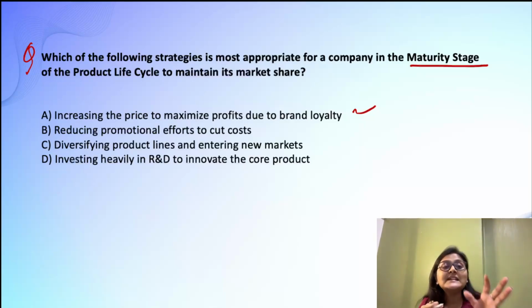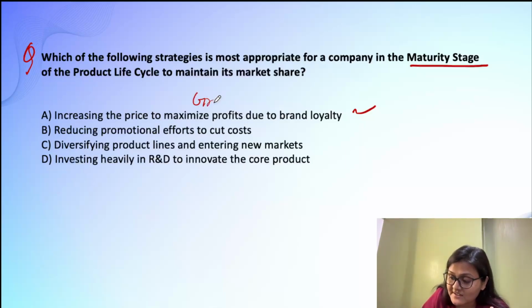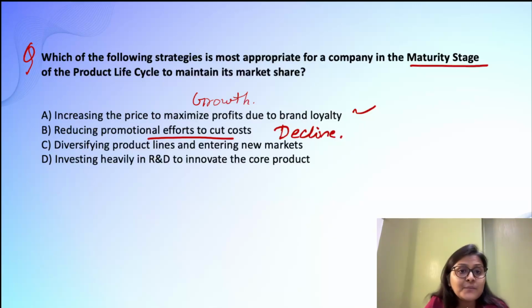Now, increasing the price happens in the growth stage, right? So this is not possible. Now the next option is reducing the promotional efforts to cut down the cost. Now, promotional effort is reduced at the declining phase, when the product is not going to stay in the market space. There is cost cutting, cost pruning, harvest and divest. At that time, there is reduction in the cost in the declining stage.